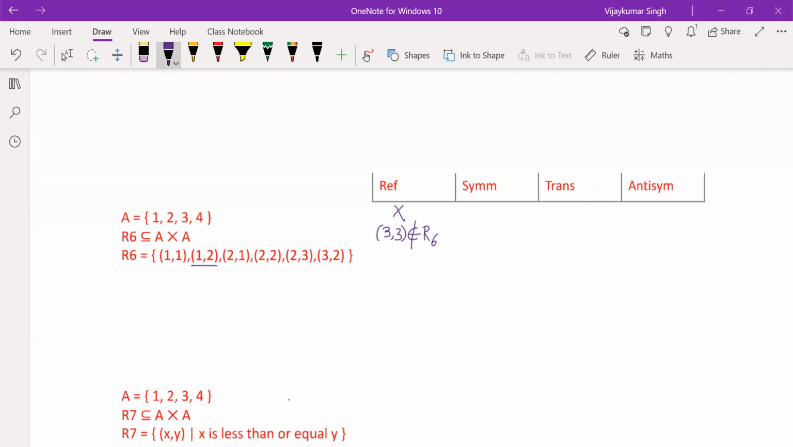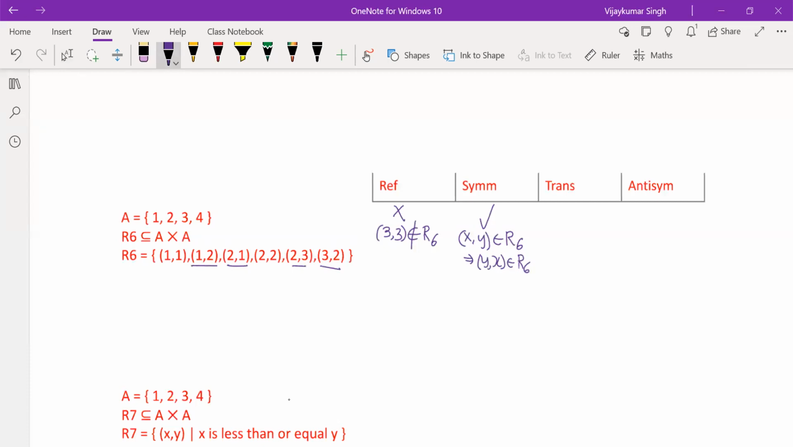Let's see. If (1,2) is there, then (2,1) is there. If (2,3) is there, then (3,2) is there, right? And the rest everything works out. So it is indeed symmetric. Let me write down why that is the case. If (x,y) belongs to R, this implies (y,x) belongs to R. Is it transitive? Let's see.